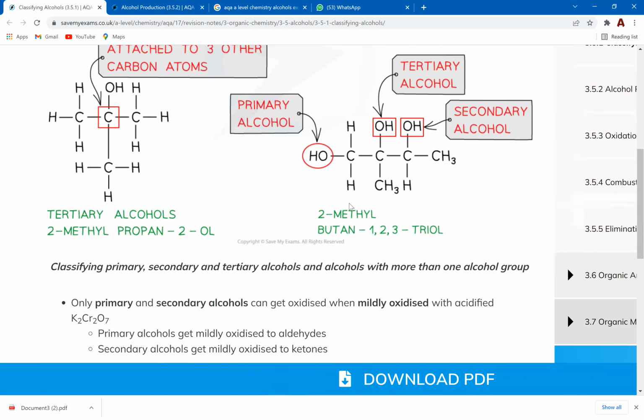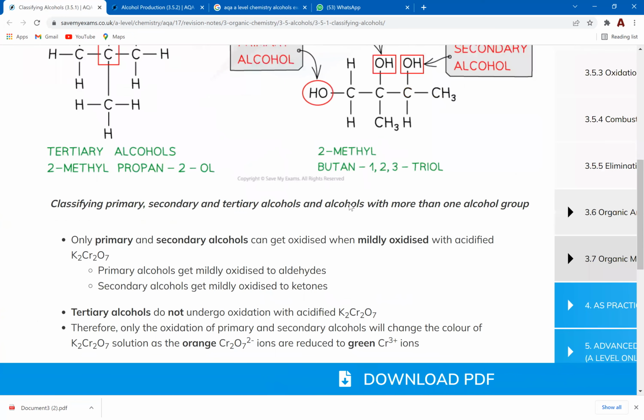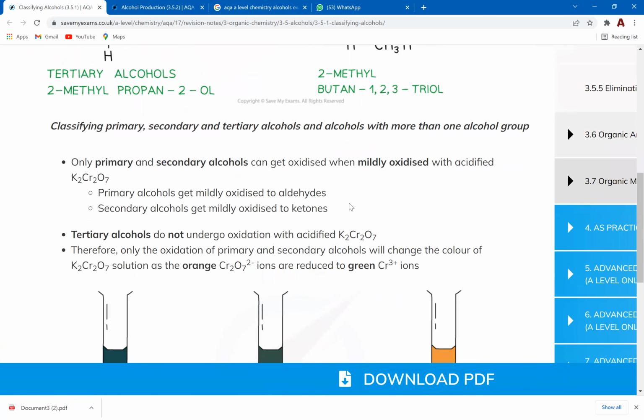All clear up till now? Okay, great. So, oxidation of alcohols. Only primary and secondary alcohols are oxidized. Tertiary alcohols cannot be oxidized. That is a fact. And in order to check for oxidation, you can use an oxidizing agent, for instance, potassium dichromate, which is K2Cr2O7. And if, let's say, you add potassium dichromate to a primary alcohol, you're going to get aldehydes.